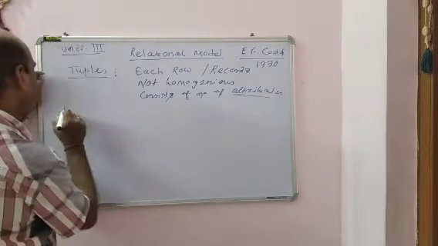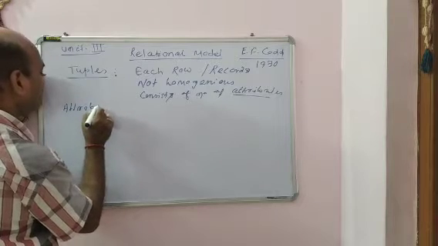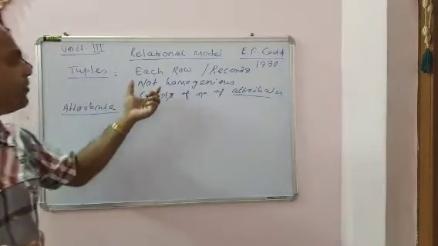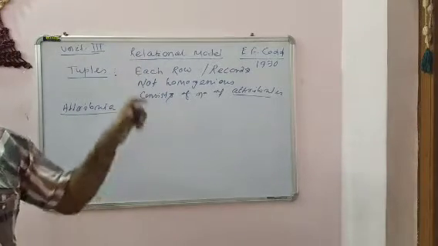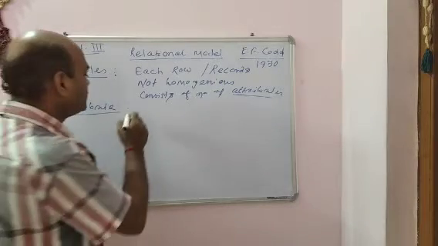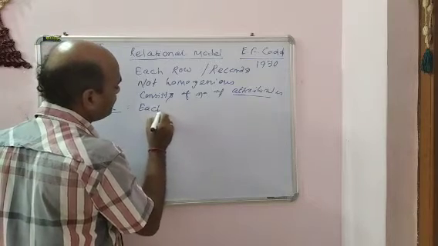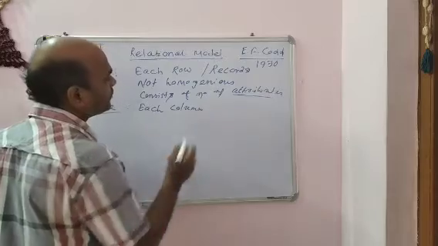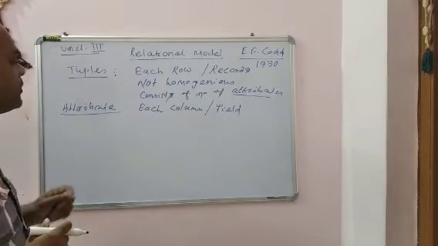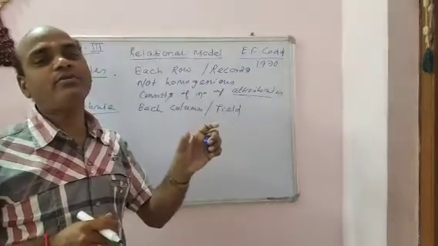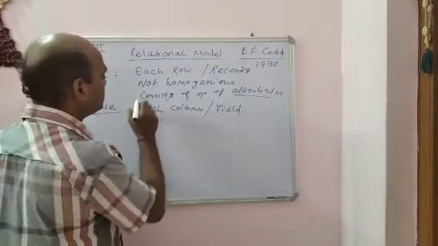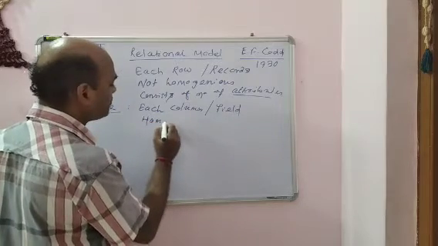Now let us discuss what an attribute is. An attribute is nothing but each column or field. Each column or field in a table is known as an attribute. Suppose name is an attribute of a student table. In the name field, all students' names will be stored, which means it is homogeneous. All data of an attribute is of the same type.